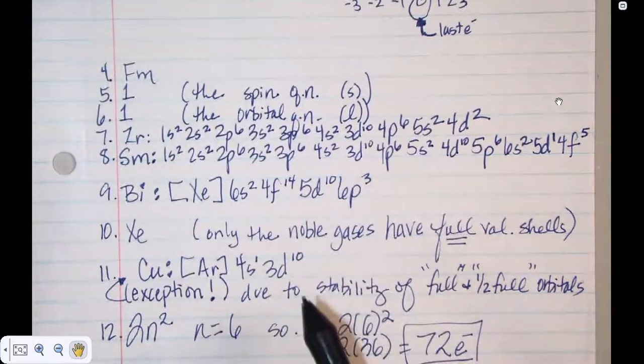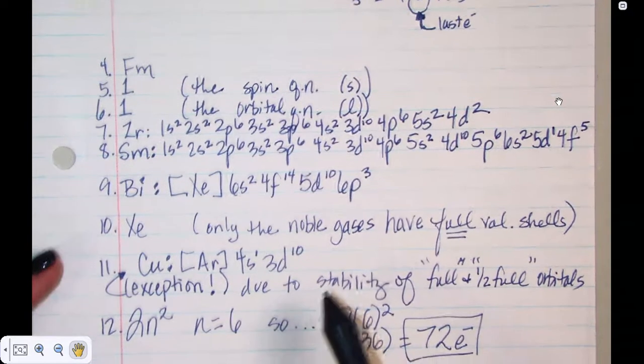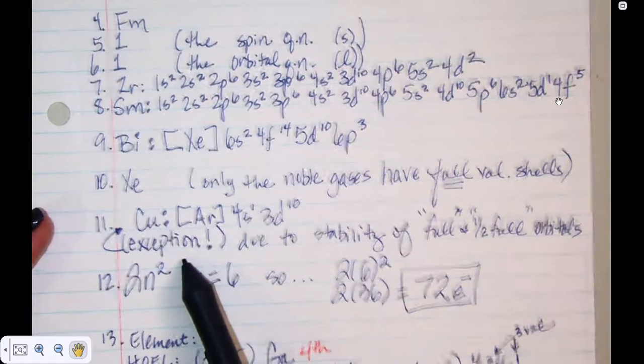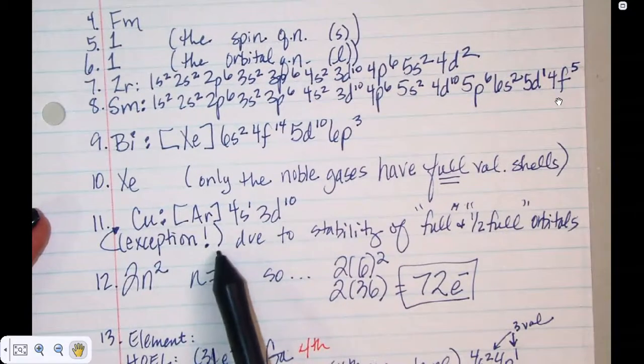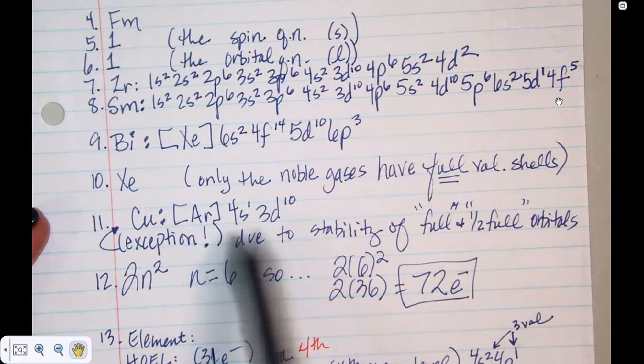Number 11 said, write the shorthand electron configuration for copper. Remember, copper and chromium are your 2 exceptions to the electron configuration, so you've got to remember that. Copper's shorthand would be argon in square brackets, 4s1, 3d10.